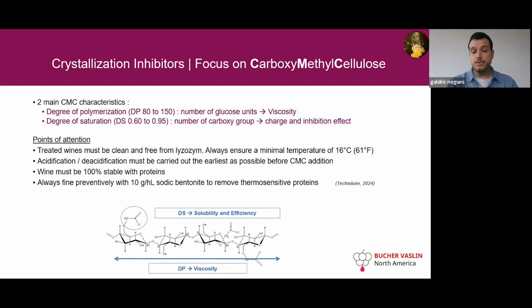As well, what we usually recommend when it comes to the CMC is to always use a small rate of sodic bentonite, about 10 grams per hectoliter, so a pretty small rate, even if the wine is proteically stable, because this bentonite will help to remove the thermosensitive proteins that you cannot dose with the usual test, but which can react a little bit with the CMC. So it's just a preventive fining. With 10 grams of sodic bentonite, you remove everything in terms of proteins, and you make sure the CMC can be used properly.